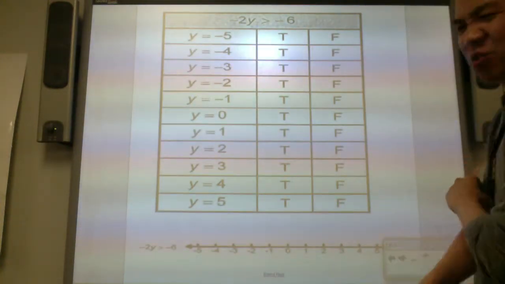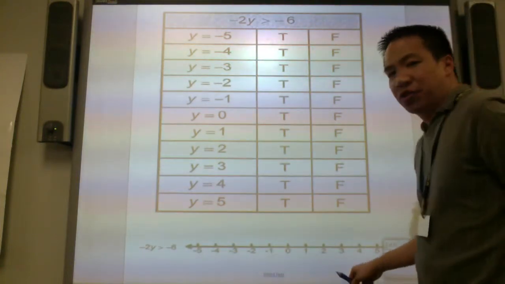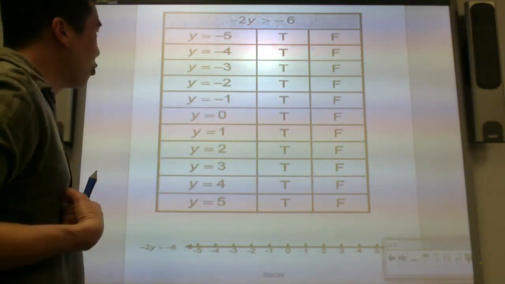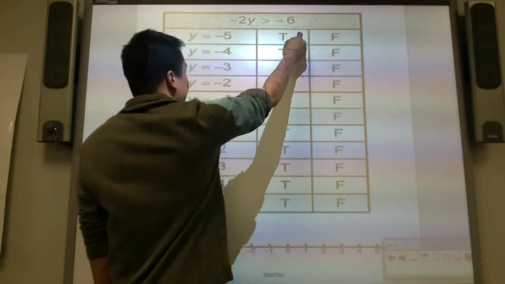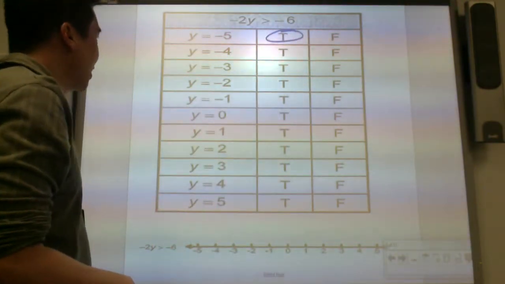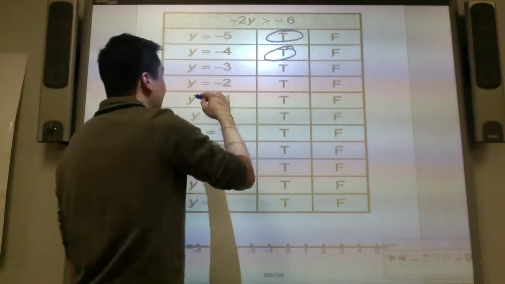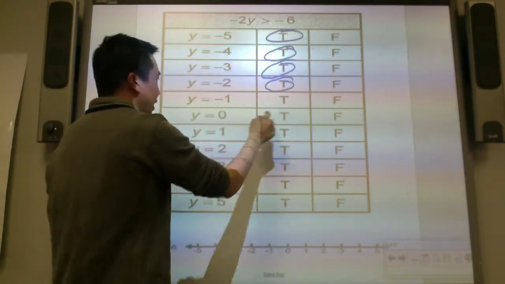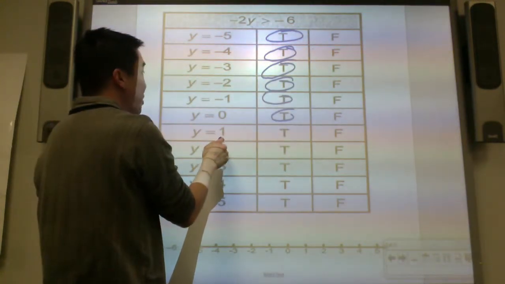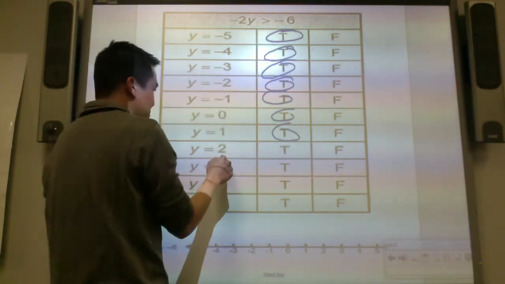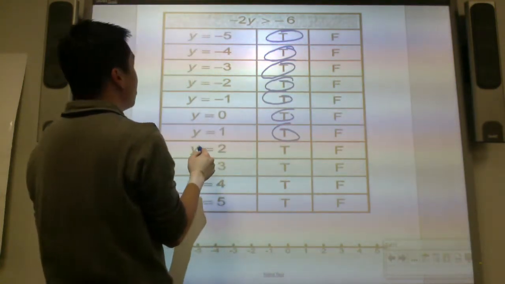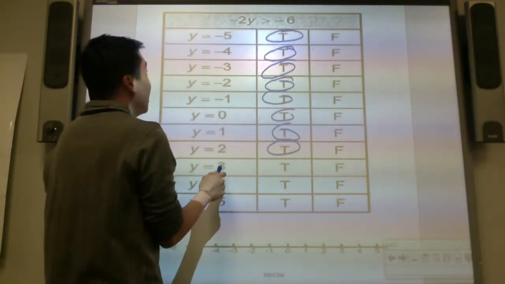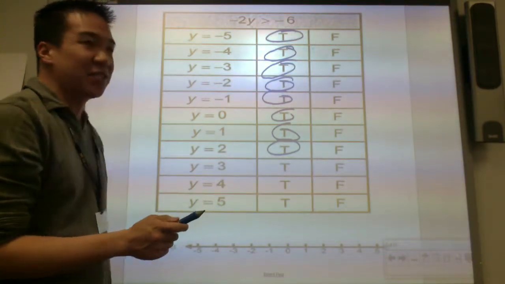Let's try another example, to see if this really is true, or Mr. Joe is full of hot air. Negative 2 times negative 5 will be positive 10. 10 is definitely greater than negative 6. Negative 2 times negative 4 is positive 8, greater. Negative 2 times negative 3 is 6, greater. Negative 2 times negative 2 is 4, greater. Negative 2 times 1 is negative 2, greater. Negative 2 times 2 is negative 4. That is still greater.